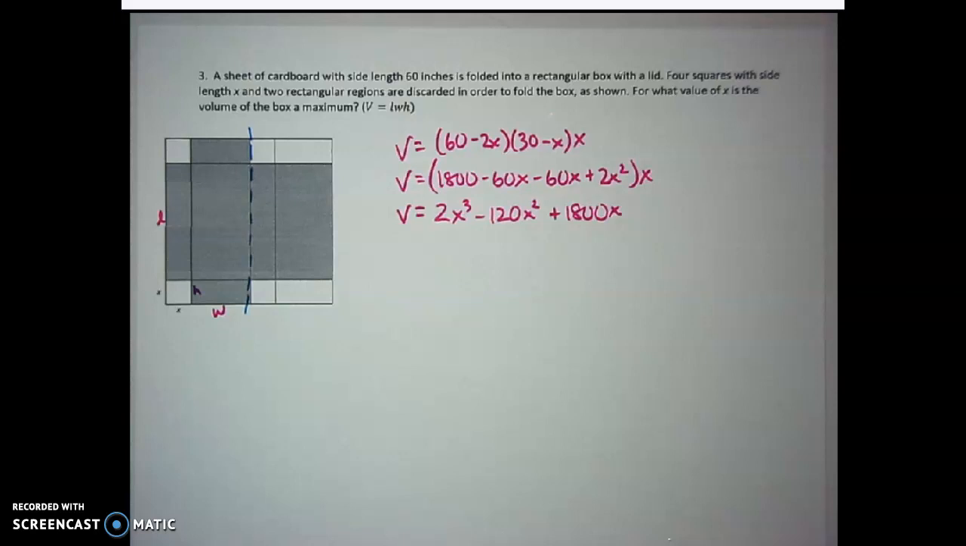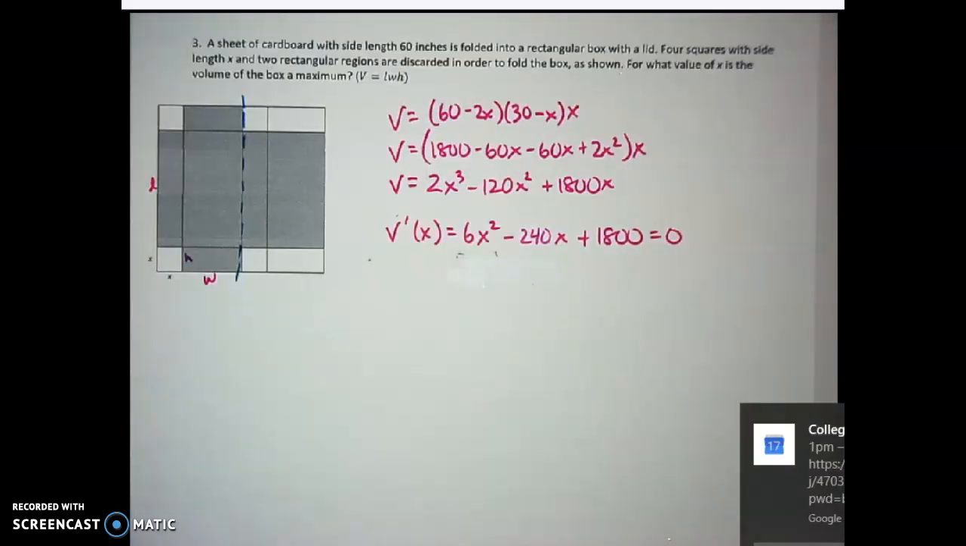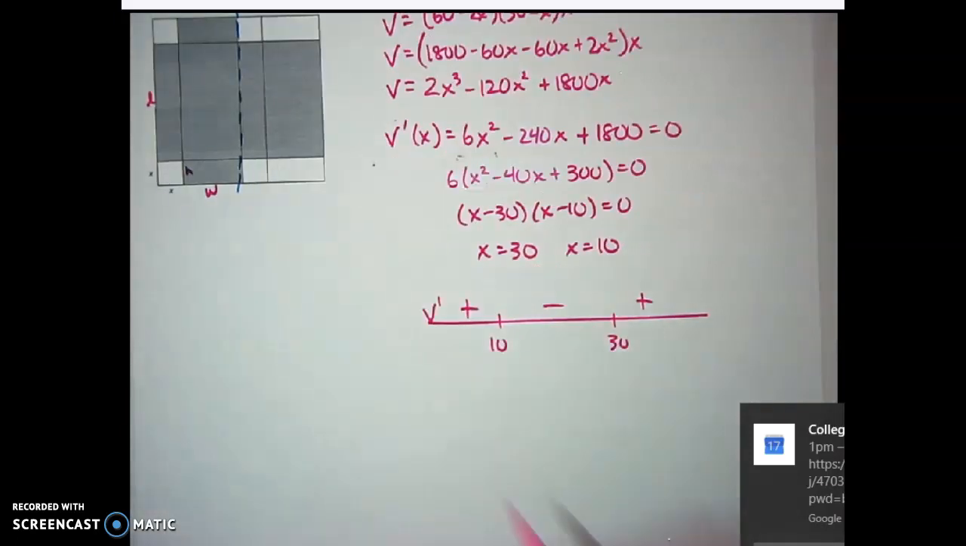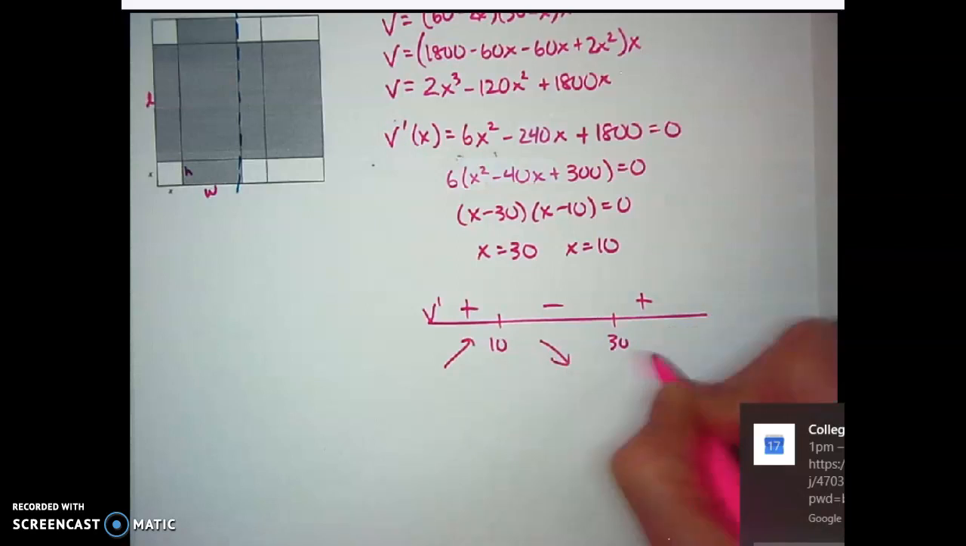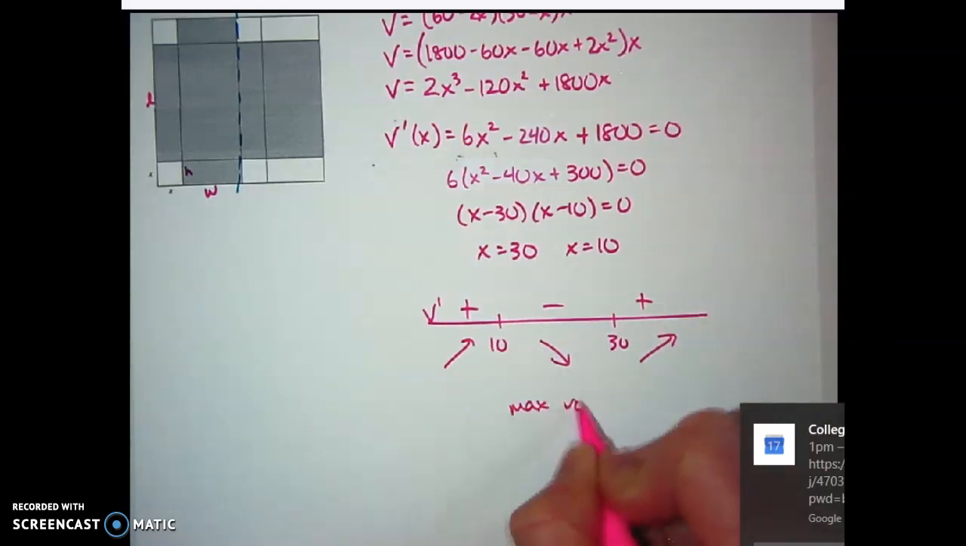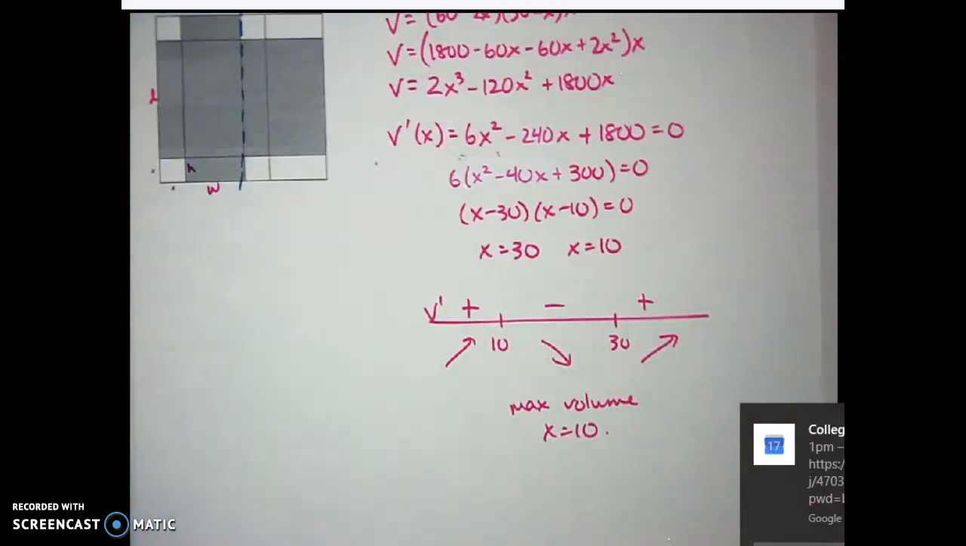So now in order to find a maximum, I need to find the derivative and find my critical points. So this is my first derivative, so now I need to factor it and find my critical points. And I get my critical points are x equals 30 and x equals 10. So now let's do the first derivative test. Here's my first derivative test, so since it increases and then decreases and then increases, it's going to have a maximum volume when x equals 10. So the height of my box is going to be 10 inches.